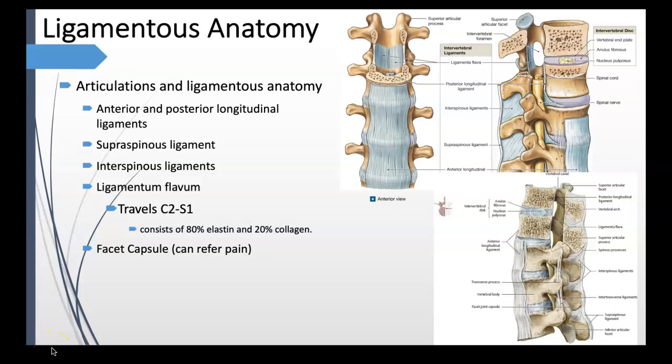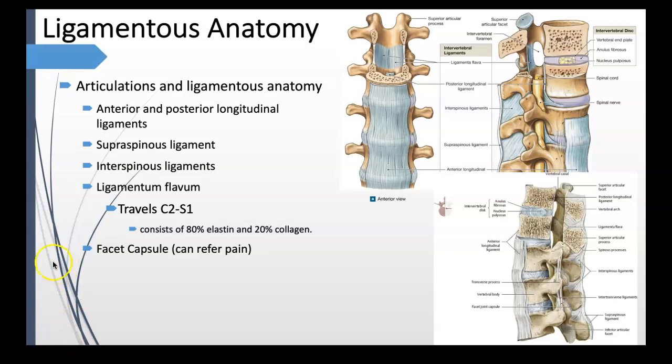Hello and welcome to part 2 of your online lecture for thoracic and lumbar spine functional anatomy. We're moving into ligamentous anatomy. We just finished up with bony. We talked about vertebral disc anatomy. And now we really have to talk about the static structures which are responsible for maintaining stability throughout the vertebral column.